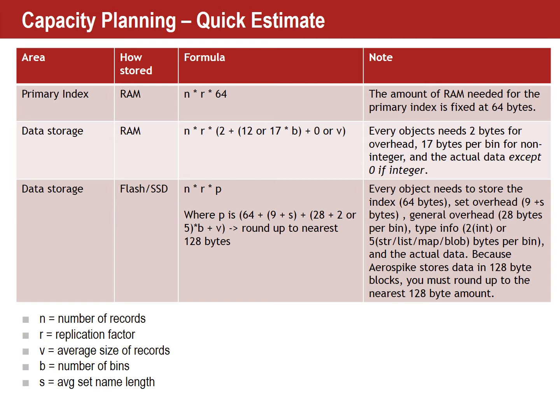Then if you're storing data in RAM, you have the formula with n times r, where b is the number of bins and v is the data size. In RAM storage, every object needs 2 bytes of overhead, 17 bytes per bin overhead for non-integers plus whatever the data size is for the non-integer data. And if the data is integer, you need only 12 bytes, and that includes storing the data. So that's for RAM storage.